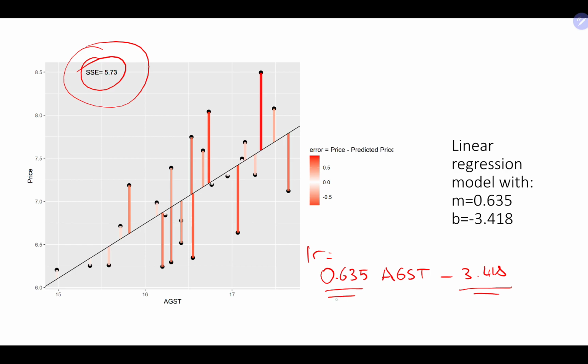These are called the coefficients, both of them. Generally, beta 0 is the intercept, and beta 1 is used for the other coefficients. Because there's only one variable we're using here, which is AGST, we have only beta 1. If we used other variables in our data set, that would be beta 2, beta 3, and so on. So this would be beta 0, and this would be beta 1.